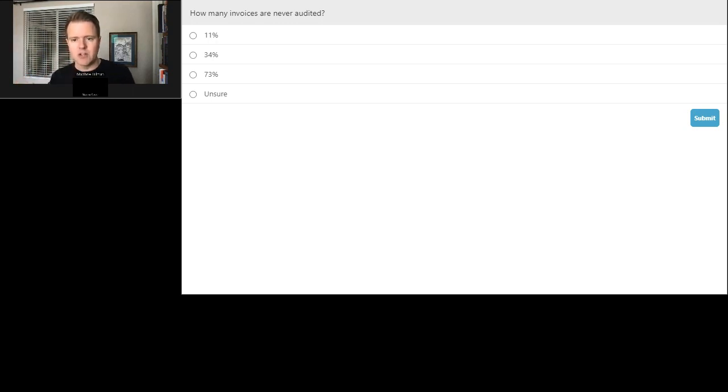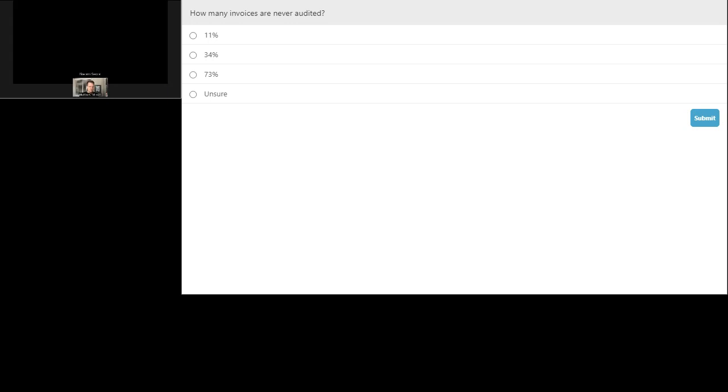If you think about the trillions of dollars in global trade, how many invoices are never audited? 11%, 34%, 73%, unsure. We'll give you guys 10 seconds or so, and then we'll move on to the next slide. But this shows you just the magnitude of the market, because any one of these numbers times the trillions of dollars in trade is actually a big number. Naomi, you can ping me to move on. I think we'll give everyone another 10 seconds here, and then we will see what the response is.